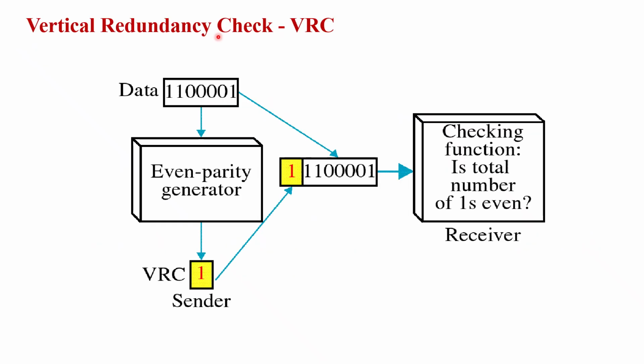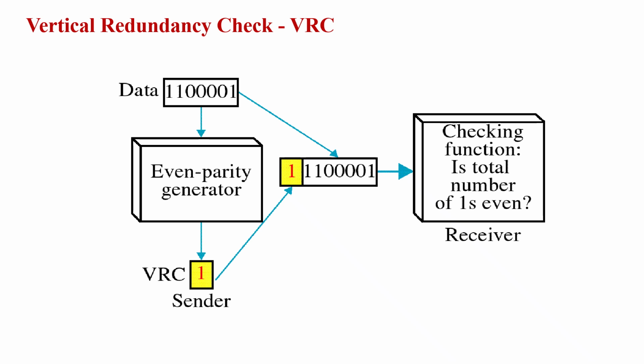VRC or vertical redundancy check is one of the simplest and earliest error detection techniques. In this method, an extra bit called the parity bit is added to each data unit to make the total number of ones either even or odd, depending upon the parity scheme used.